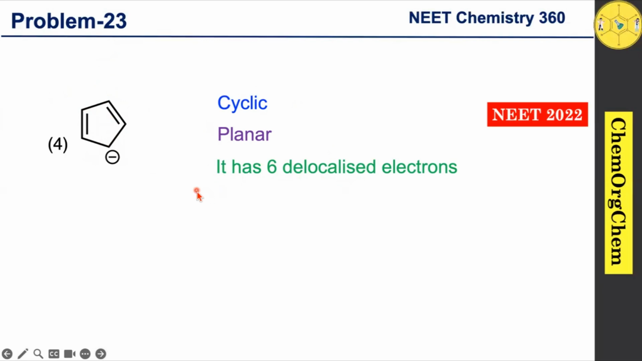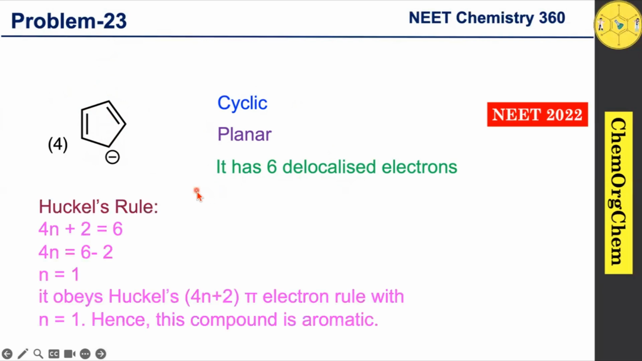So let's move on to our final one, Huckel's rule. As per Huckel's rule, 4n plus 2 pi electrons, here there are 6 electrons. This double bond contributes 2 electrons, this double bond contributes 2 electrons, and this negative charge contributes 2 electrons. Therefore, total 6 electrons. So 4n equal to 6 minus 2, which produces n equal to 1. It obeys the Huckel rule. Therefore this compound is an aromatic compound.